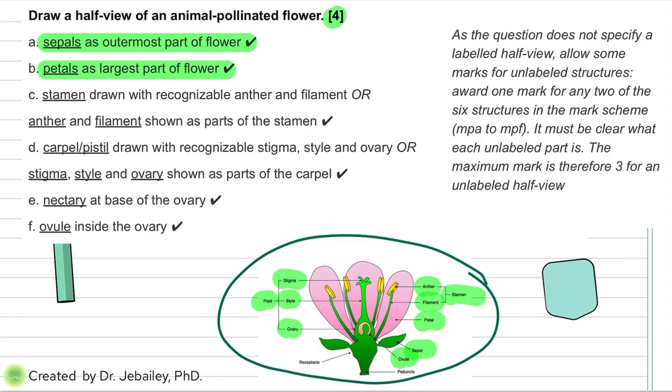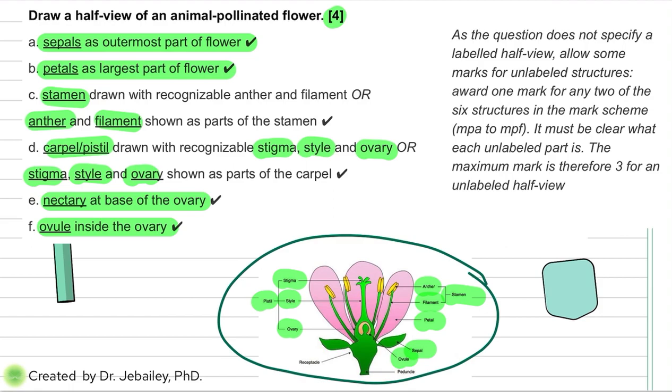You don't have to write. Basically, it's just a drawing. The stamen, and you have the anther and the filament in there. You have the carpel or the pistil, which is the stigma, the style, and the ovary, which you have underlined here. The underlines are the ones that have to be labeled. Now, you can have the nectar in the base of the ovary if you want, and the ovule inside the ovary. So we did get more than 4 points here, but the ones that are underlined are the ones that have to be labeled.